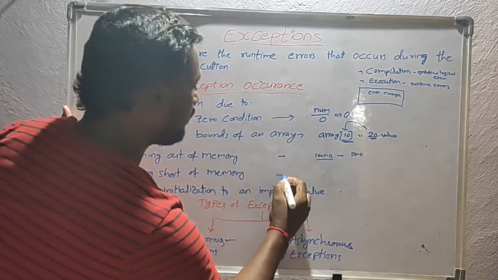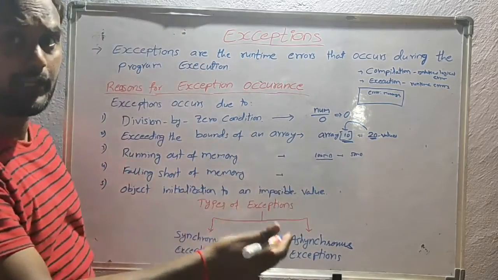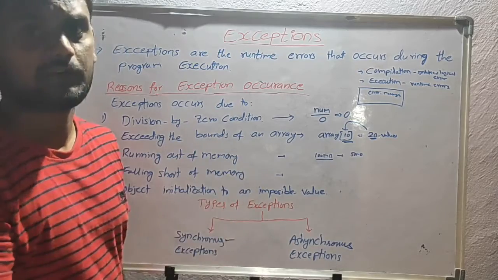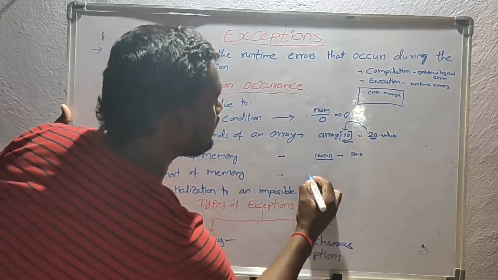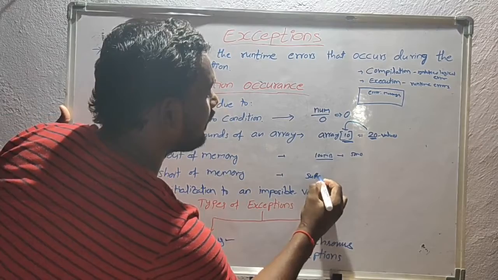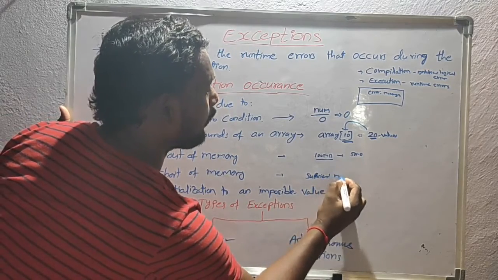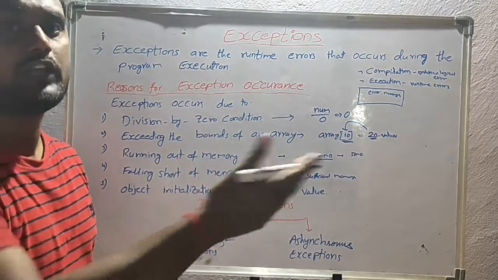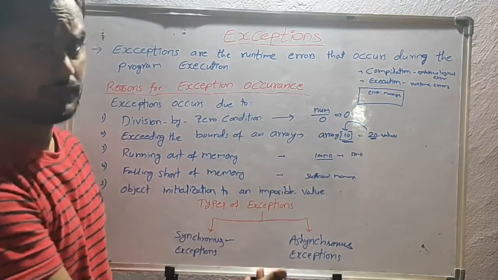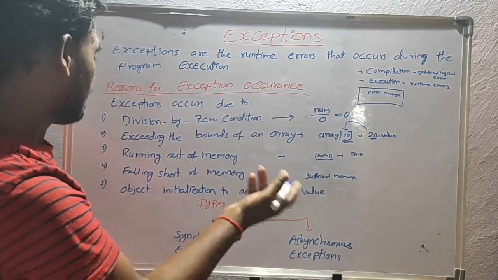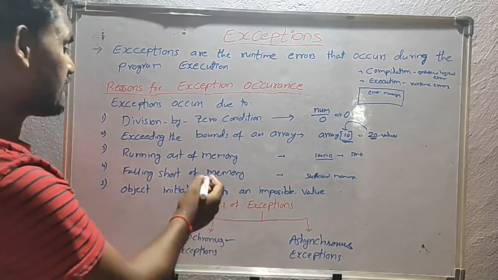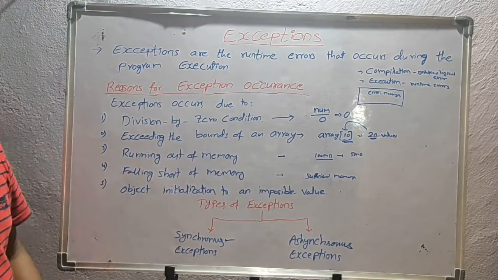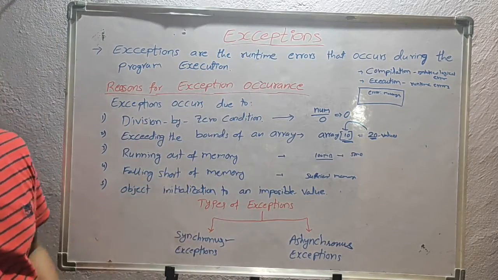At the time of copying from one process to another, from one place to another place, that needs sufficient memory. If you have sufficient memory, then only we can perform the task. But if you don't have sufficient memory, then it leads to exceptions. This also leads to exceptions.